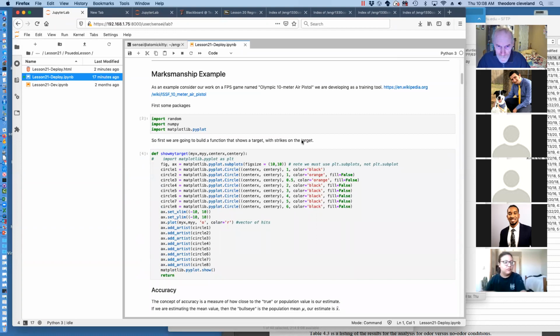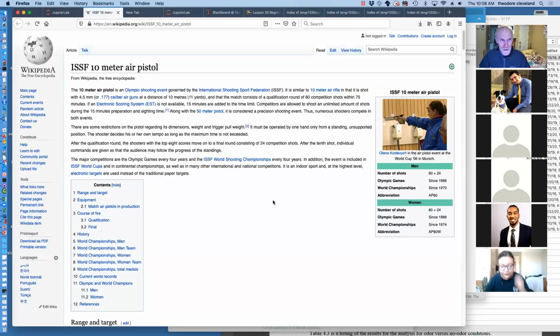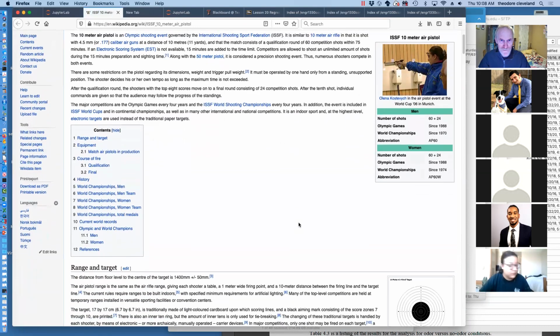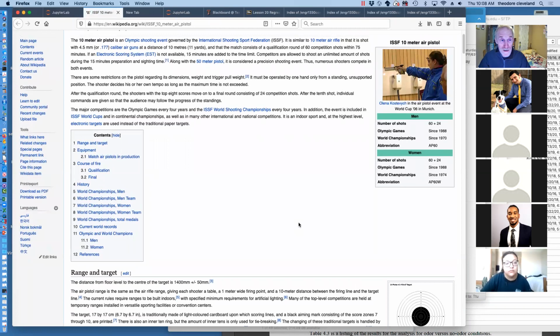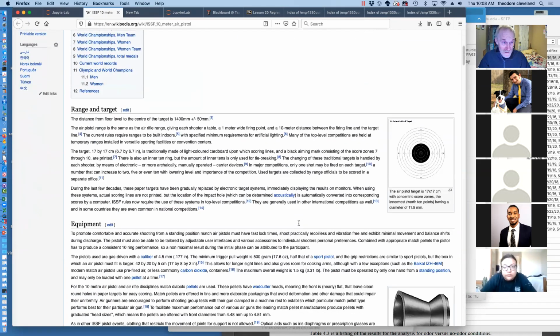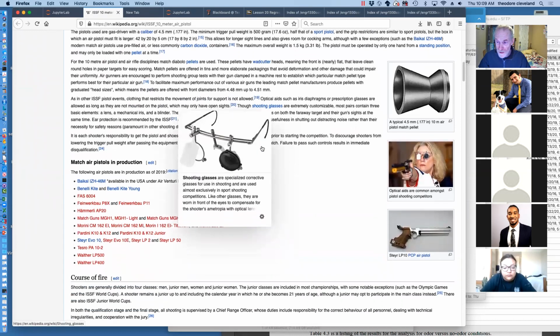Suppose we are programming up a first-person shooter game named Olympic 10-meter air pistol. And we're going to develop it for use as a training tool for people that are going to compete in Olympic 10-meter air pistol. Because we don't know what that is, let's go to Wikipedia and learn all about air pistol. So it's an Olympic shooting event governed by the International Sports Shooting Federation using 4.5 millimeter air guns at 11 yards. And there's all sorts of stuff, tells all about the equipment.